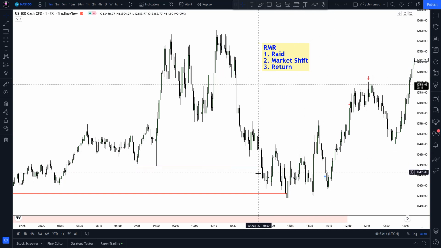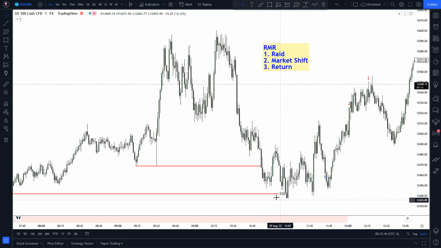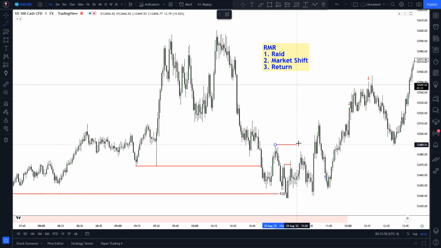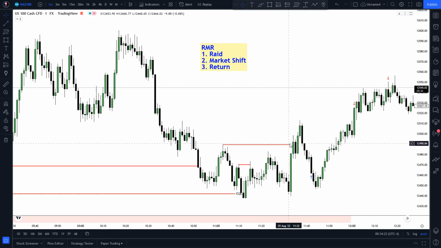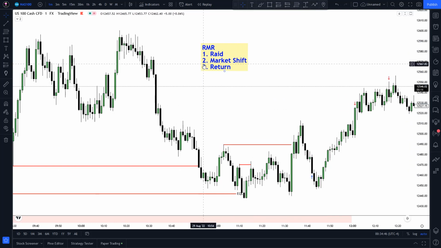So during this bearish raid, we look for a bullish market structure shift, so we need to start to see swing highs being broken. So after raiding these equal lows, we have some swing highs here, we have some swing highs here, and once price breaks through those swing highs, that's what we can call the market structure shift.